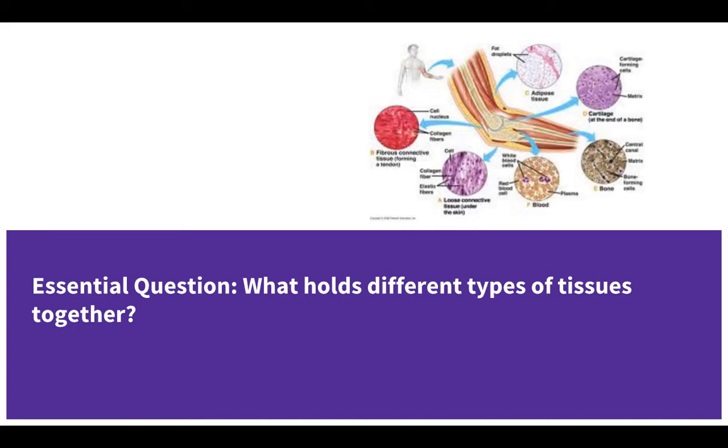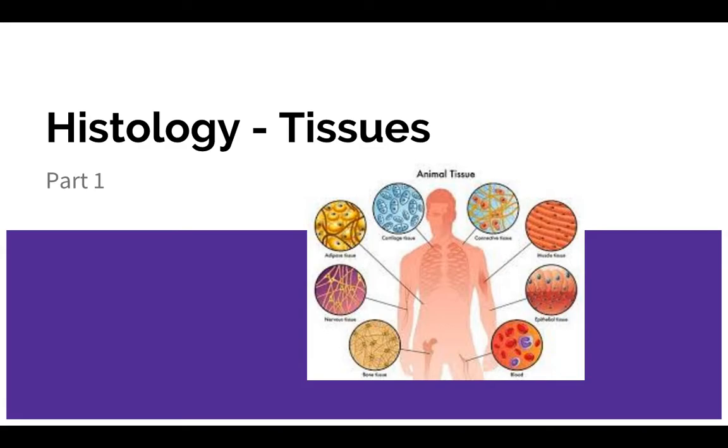Make sure you jot down this answer in your notes, and let's get going here. All right, so yes, this is part 1 of our histology notes. We'll probably have 7 or 8 parts. This is a rather lengthy chapter as we learn these different kinds of tissue.